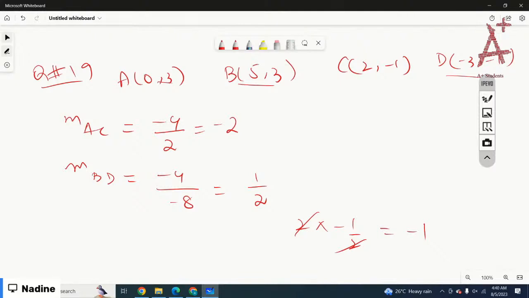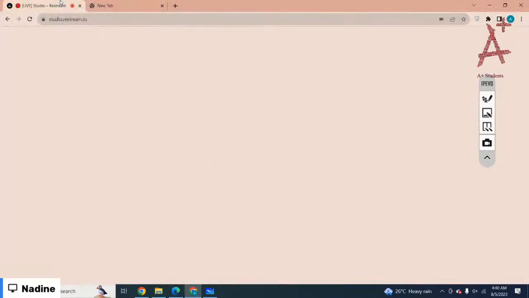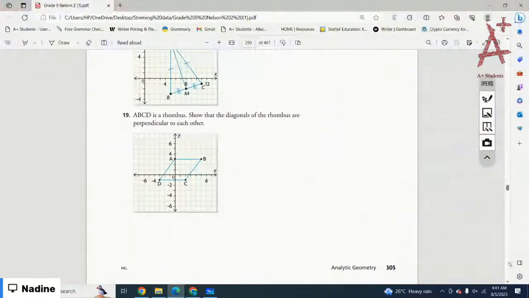Okay, we're done with the lesson. We're working on chapter 5. The lesson name is parallel and perpendicular lines. So we are done with the lesson, and I think we are done with the chapter analytic geometry, right?